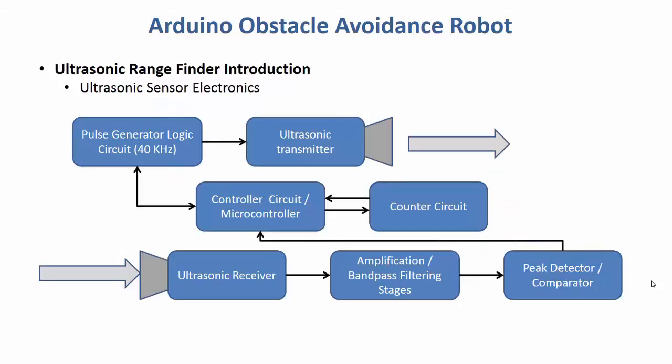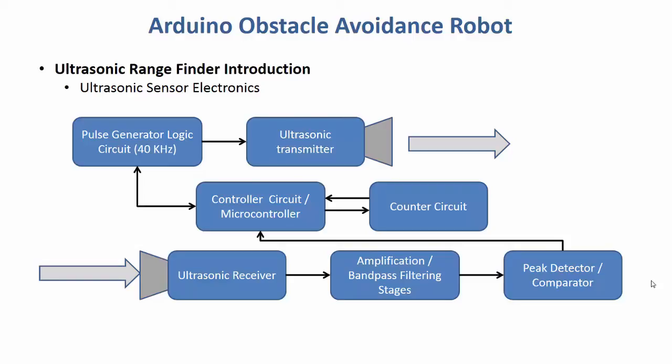The ultrasonic sensor electronics consist of a transmitter section and a receiver section. At the heart of this is a microcontroller. For the transmitter section, the microcontroller is going to output a series of square wave pulses. Typically this is at 40 kilohertz, and that signal is fed into the ultrasonic transmitter, converted to sound, and the sound is output in front of the sensor. Now, if there's an object that's within range of the sensor, a fraction of that sound is going to be reflected and will be received by the ultrasonic receiver.